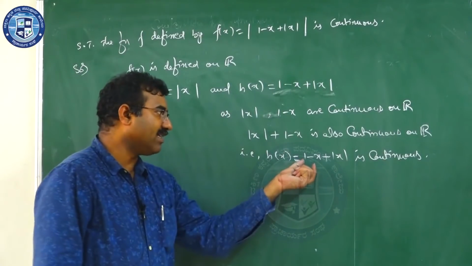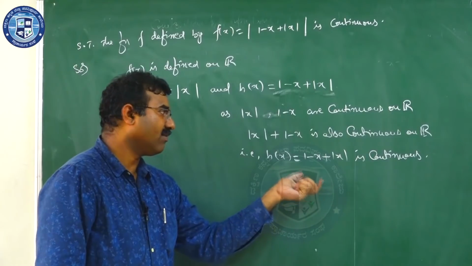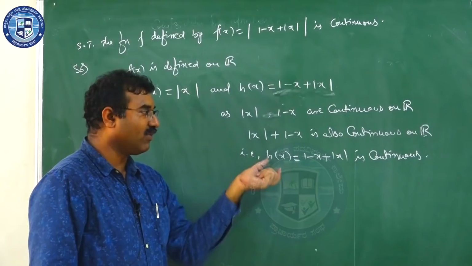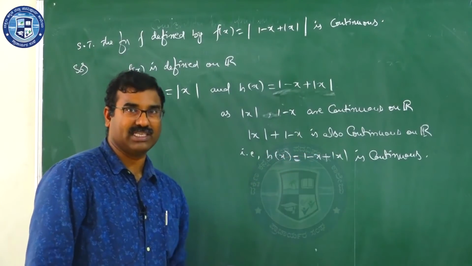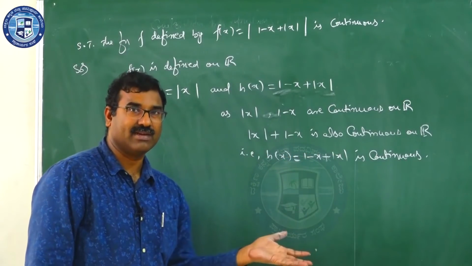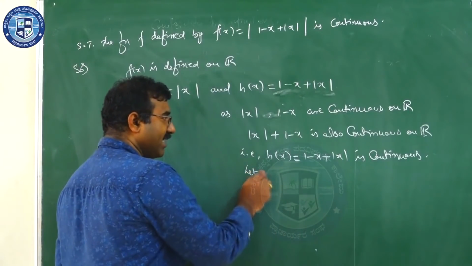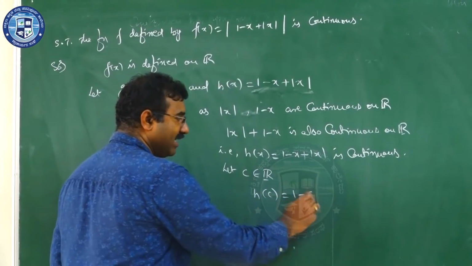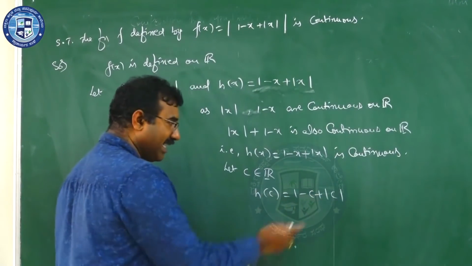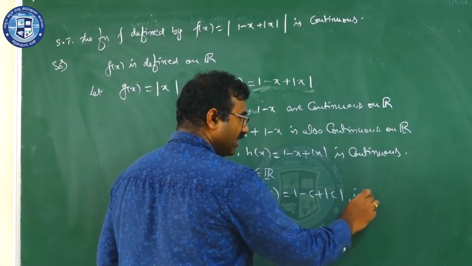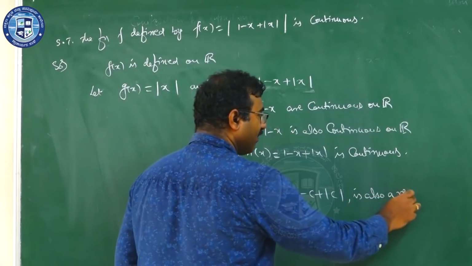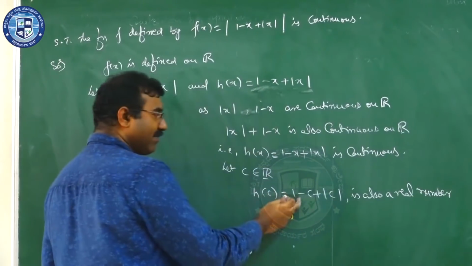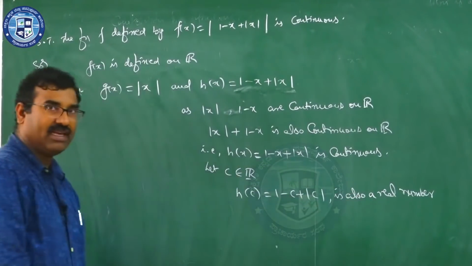So if you take some value c, a real number, then h of c, what do you get? 1 minus c plus mod c. It is again another real number, right? Let c belongs to R, then what will be h of c? You get 1 minus c plus mod c. It's again a real number. When c is real, then 1 minus c plus mod c is also a real number.